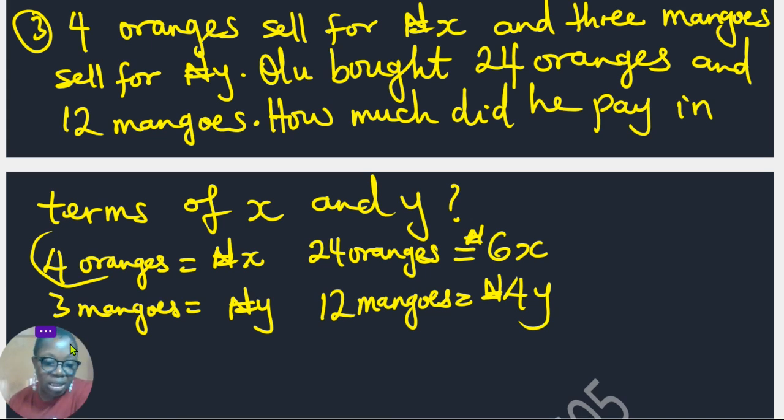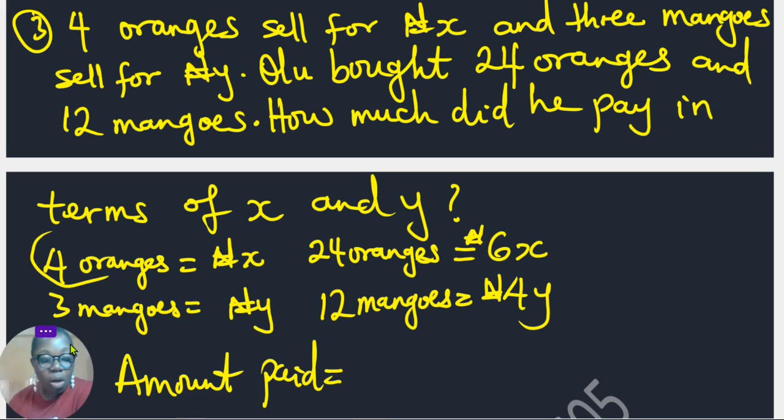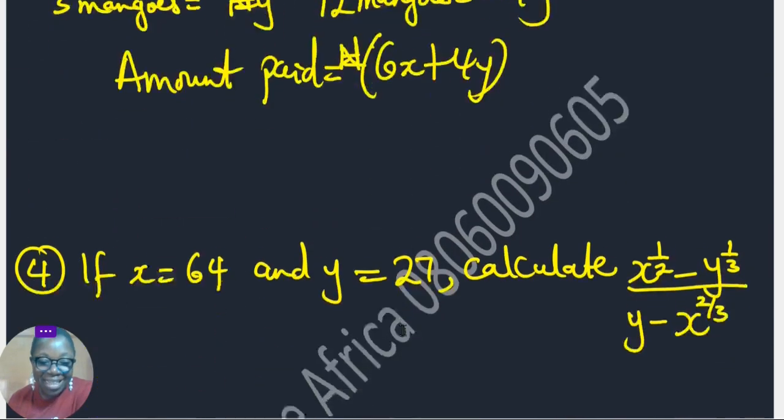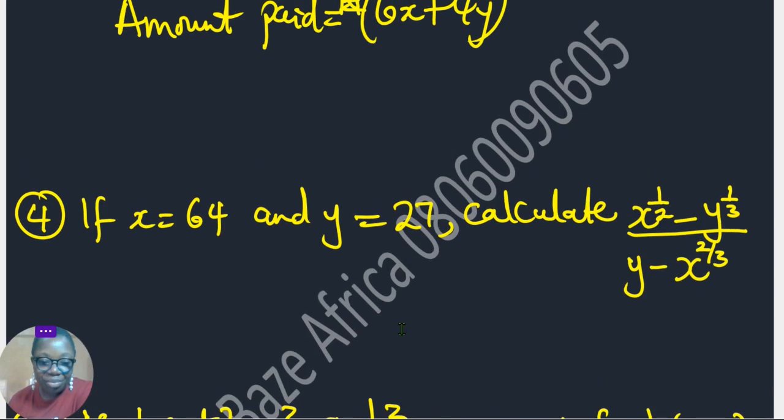Now, how much did he pay altogether? Amount paid altogether will be 6x plus 4y naira. That is the amount paid in terms of x and y. Let's look at the next question.